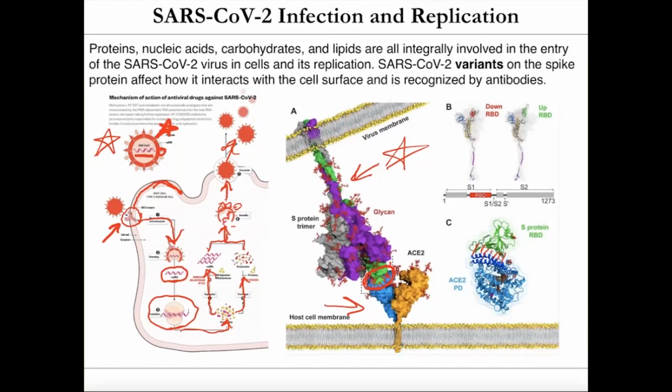The other issue is that the antibodies that you get from a vaccine or from a prior infection are going to recognize, basically, this part right here. And so if there are too many variants or mutations on that specific region, that's going to decrease the affinity between that antibody protein and the spike protein. So this is a really good way, SARS-CoV-2, to talk about proteins, nucleic acids, carbohydrates, and lipids.